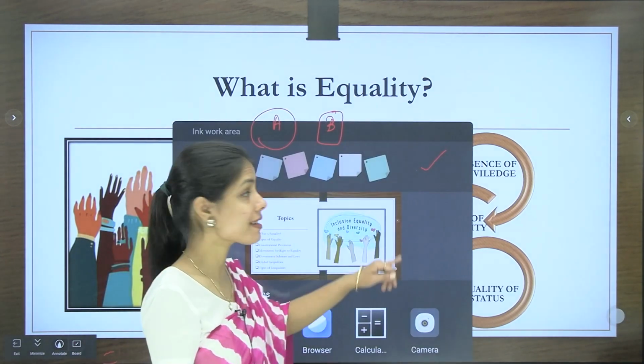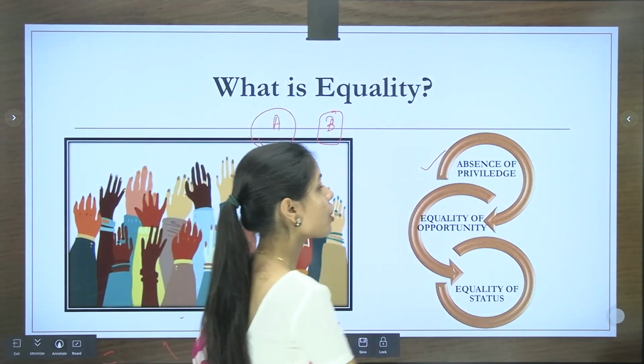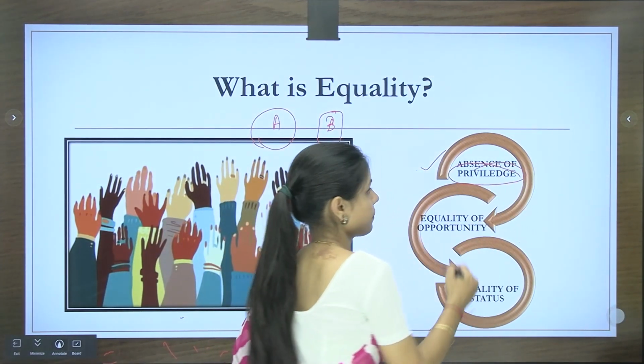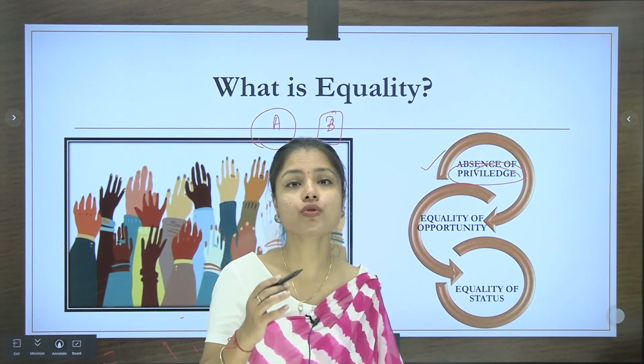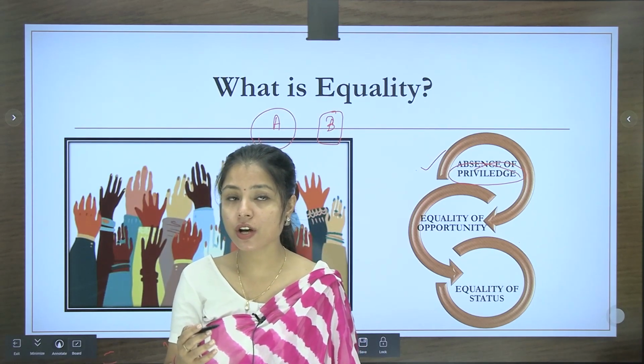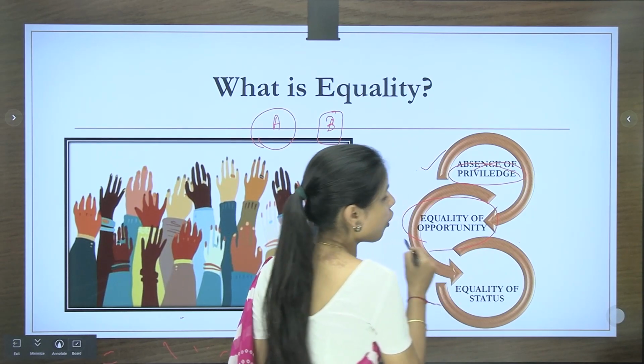Now you need to understand this aspect because there are various people in a society who are born with certain privileges. Now, it is the duty of the state to ensure that those who don't have those basic privileges or opportunities, they at least get equality of opportunity.